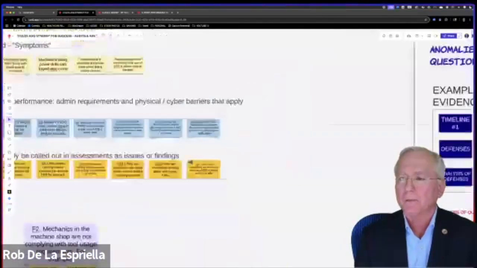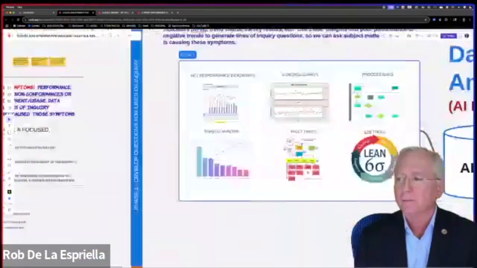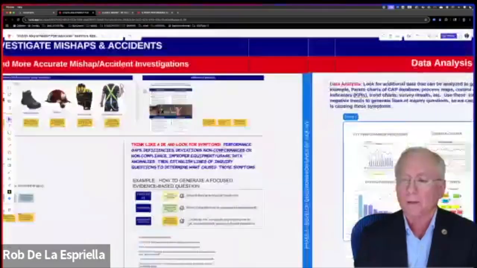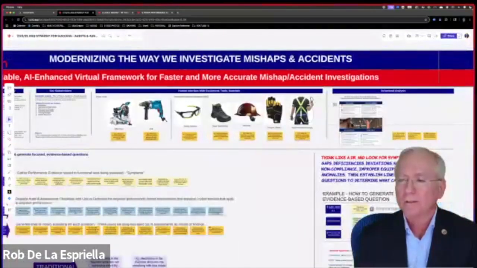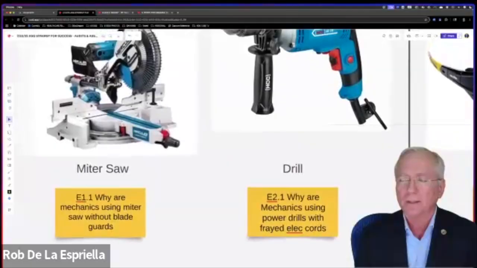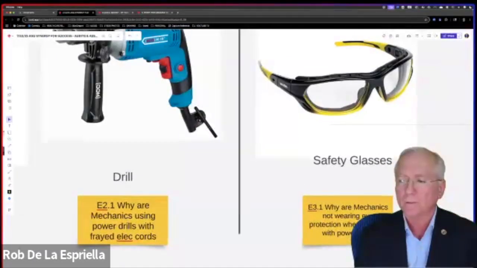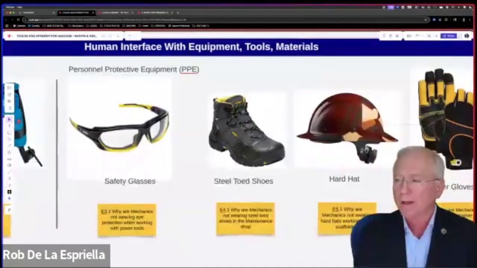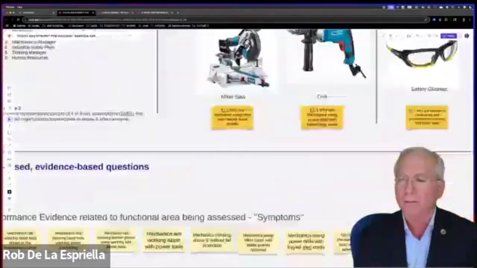Right? And perhaps the corrective action program Pareto analysis shows us there's a trend there as well. If we were trending and analyzing, we'd write a question there as well. And now we can write questions based on evidence, such as how come we were using this power tool without a blade guard? We could write questions about why mechanics are using power drills with frayed electrical cords. Why are they not wearing this equipment properly?